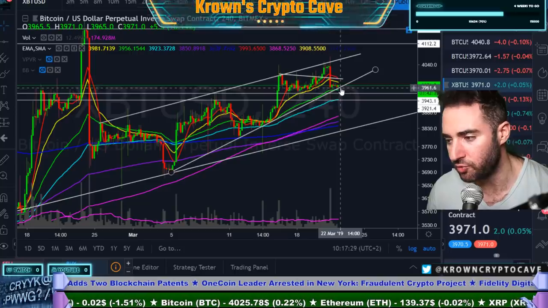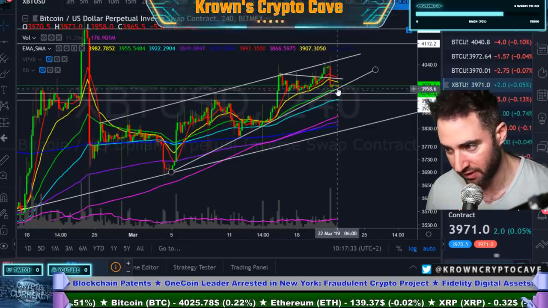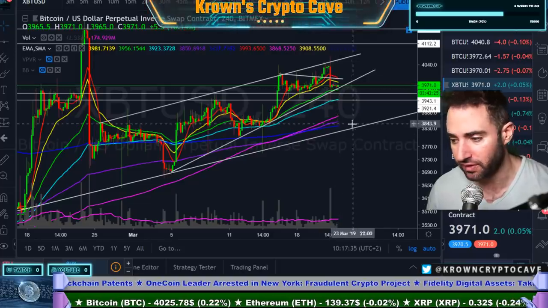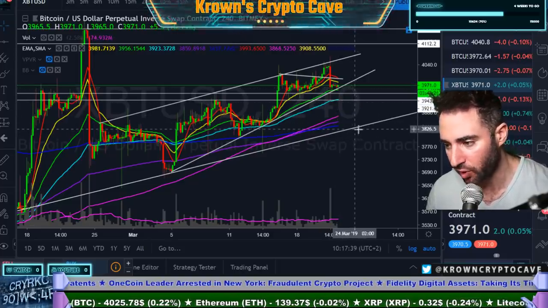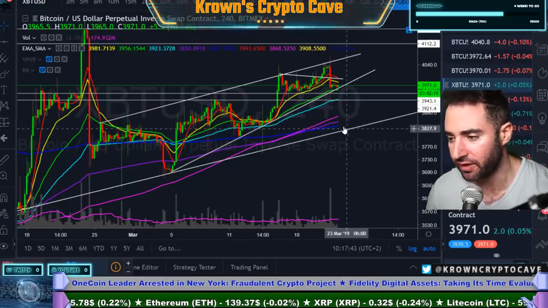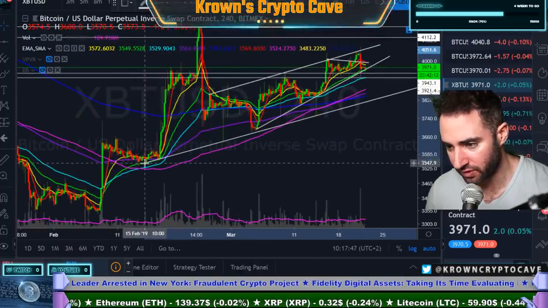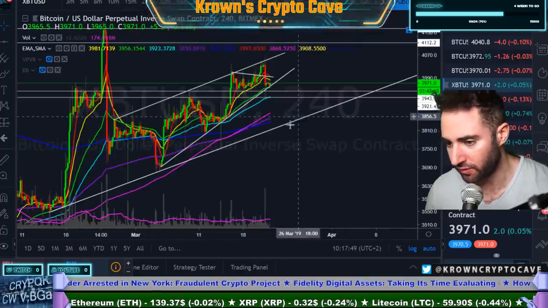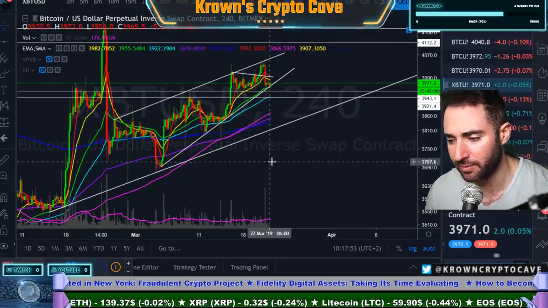By the same token, if we do break out to the downside and break 3960 and actually formally close a 4-hour candle below this, I would be looking for a run at the very least down to 3900. But probably somewhere down around here, 3850, 3800-ish area would make sense, kind of retest this rising trend line, which does not look too pretty on a 4-hour. There we go. That looks a little bit better. Yeah, right around low 3800 if that were to happen.